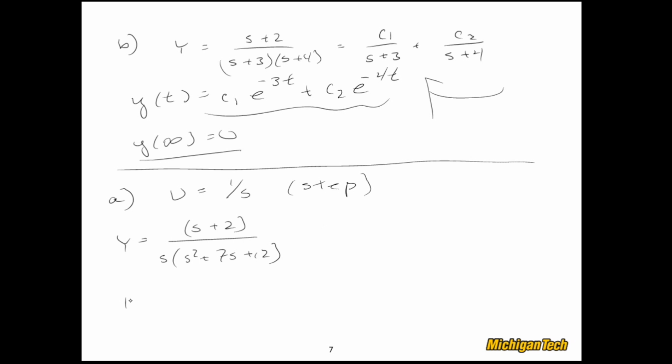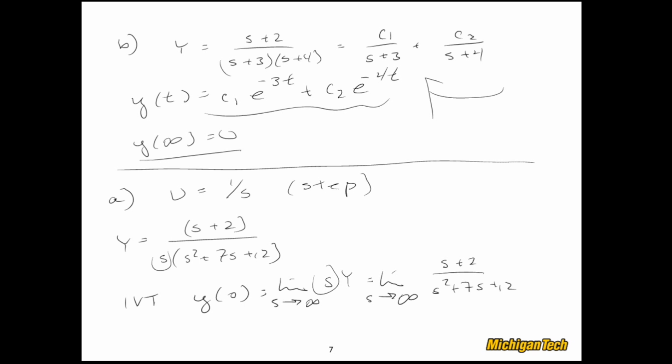Now, for the initial value theorem, we would go y at time equals 0 is equal to the limit as s goes to infinity of s times y of s. Now, when we do that, we'll get the limit as s goes to infinity. This s is going to cancel with that one, and so we'll just have s plus 2 over s squared plus 7s plus 12. And when we let s go to infinity in this case, we'll just get what?